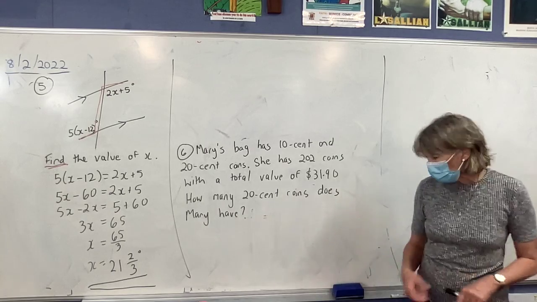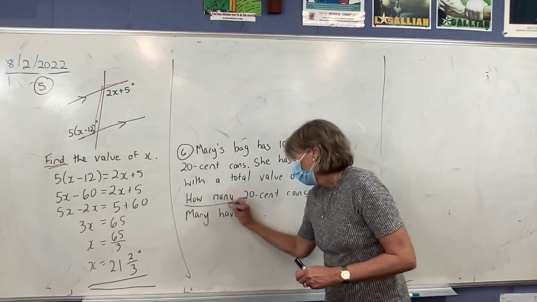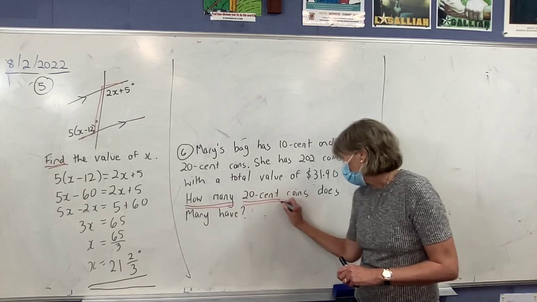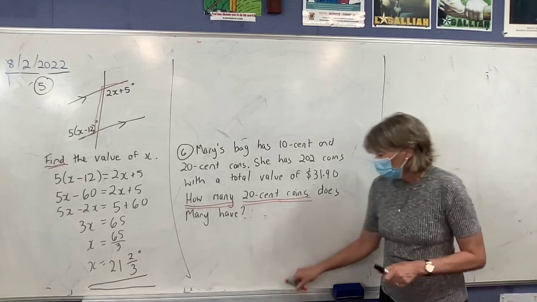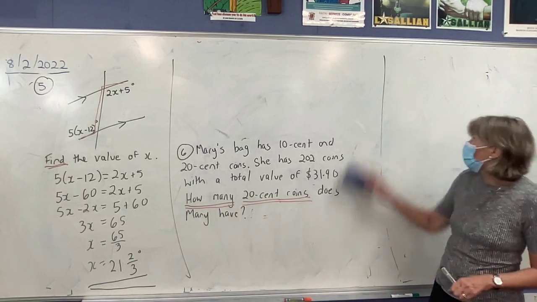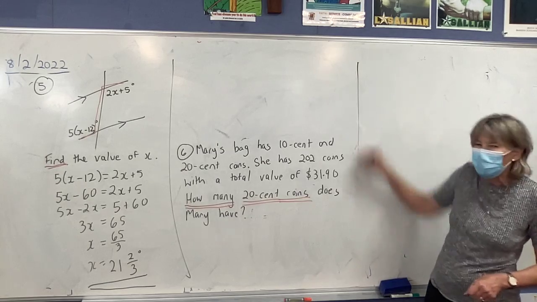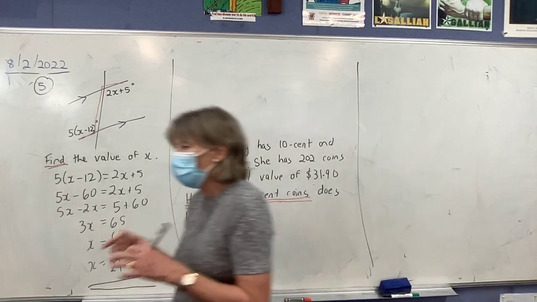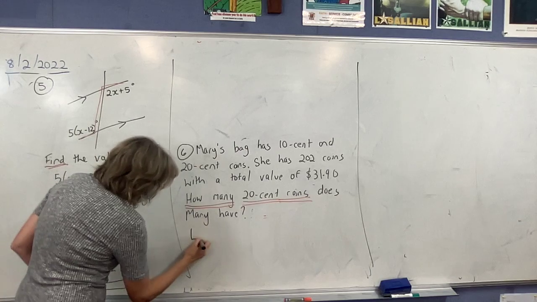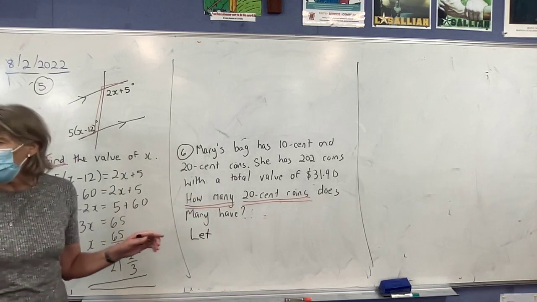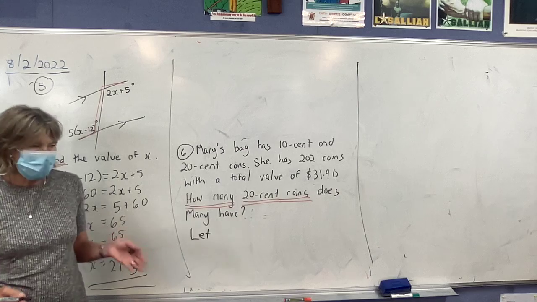All right, so this one here, look at what they've asked for. I'll help you out with this bit in a minute. All right, now a lot of people get mixed up on this because we're talking about two different things. One is the value of the coins that you've got in your collection, and the other one is the number of actual coins that you have. And those two bits of information give you two equations. So I'm just going to write a let statement here because we don't really want to know how many 10-cent coins, so we just want to know how many 20s.